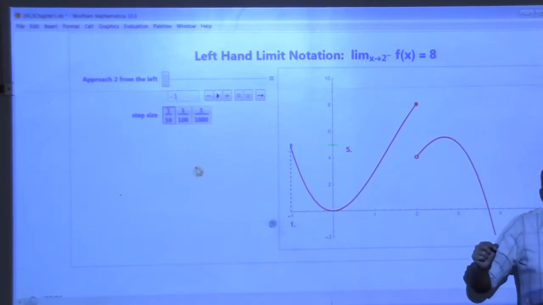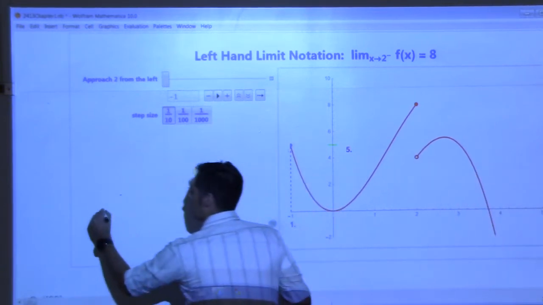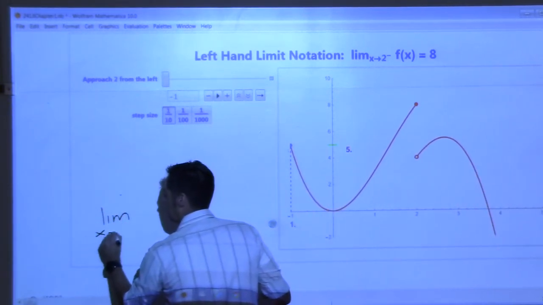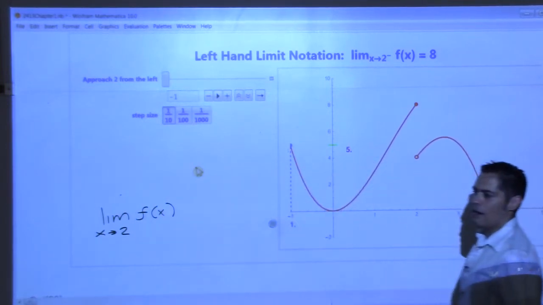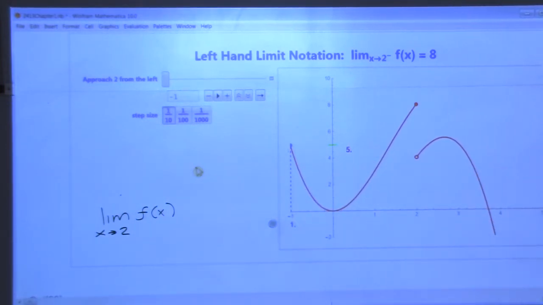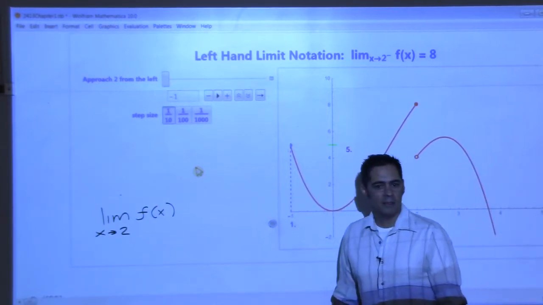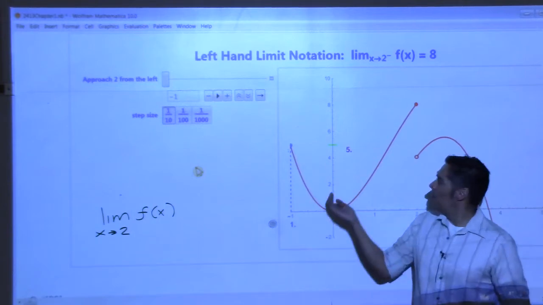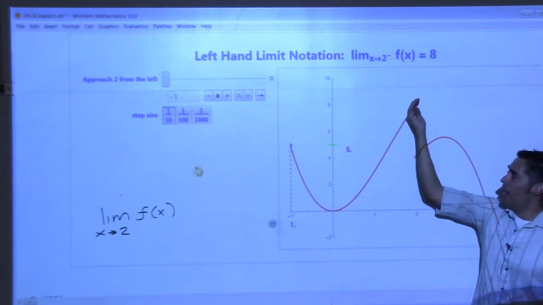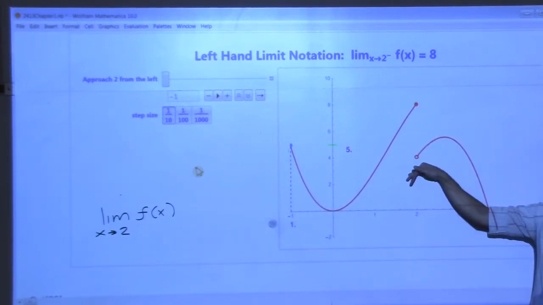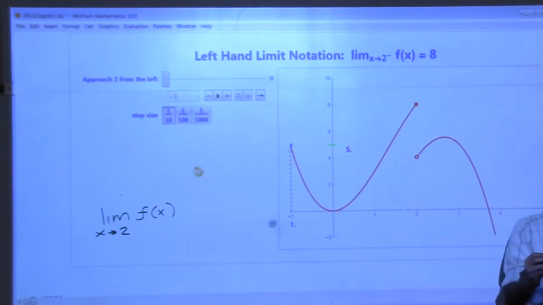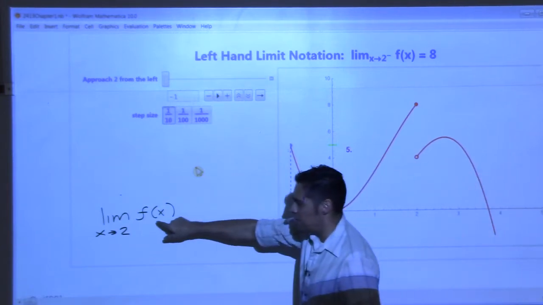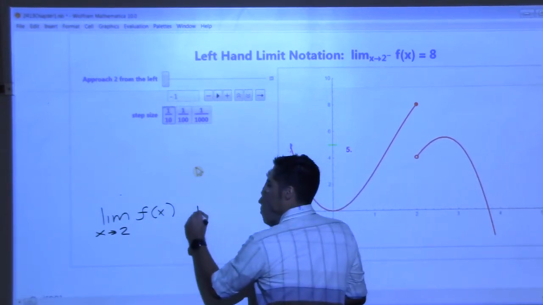What is the limit? If I just wrote that down right there and asked you what's the answer, what would you tell me? Does not exist. Why? Because they're not the same answer. From the left it was what? 8. From the right it was 4. The left and right hand limits do exist, but they're not the same. And in order for me to say that this is an answer, they have to be the same. So this would be does not exist.